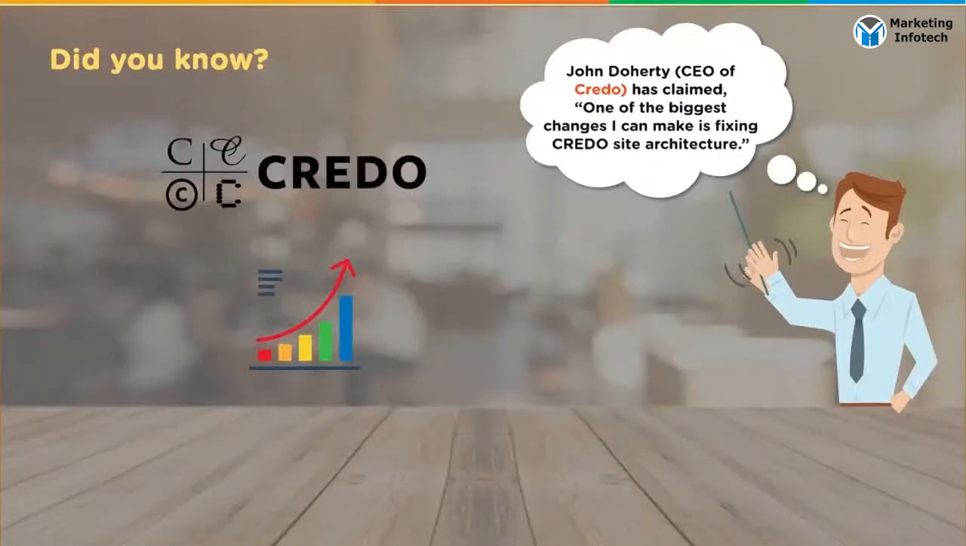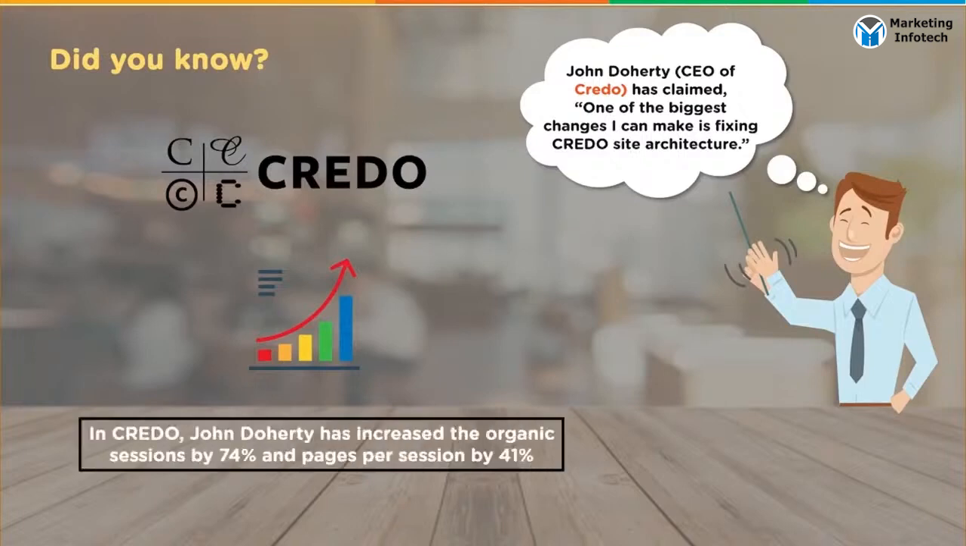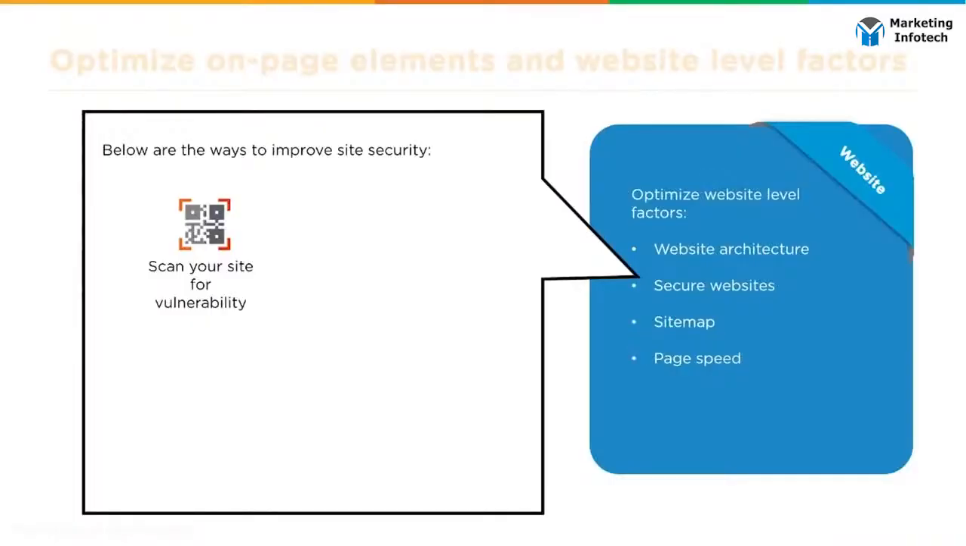So John Doherty of Credo has claimed that one of the biggest changes that he can make in fixing the Credo website is architecture. So for example, in Credo, John Doherty has increased the organic sessions by 74% and pages per session by 41%, just by changing the site architecture. So you'd be surprised by changing the site architecture what that will do to engagement.